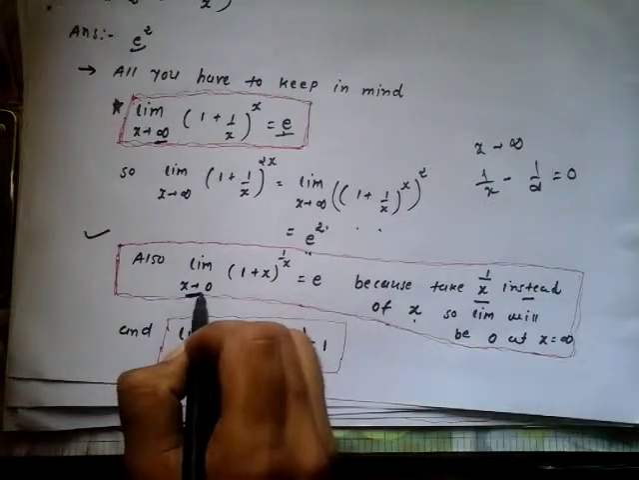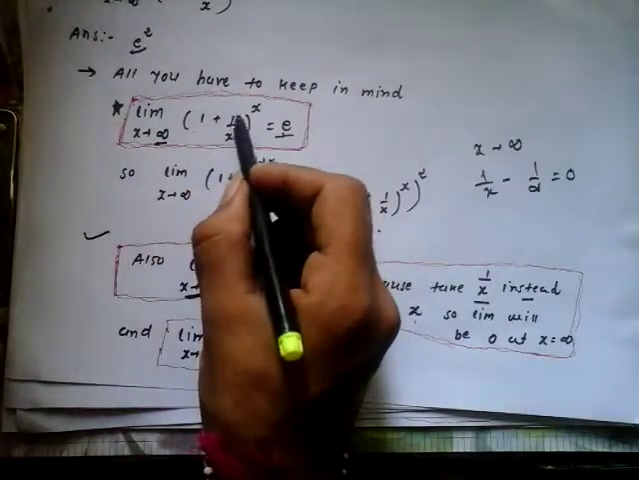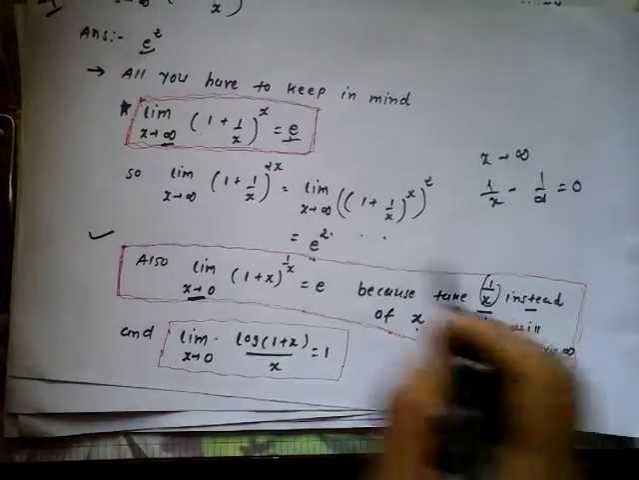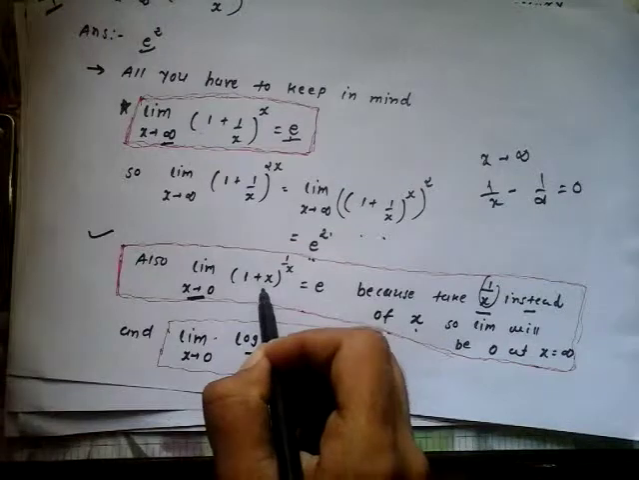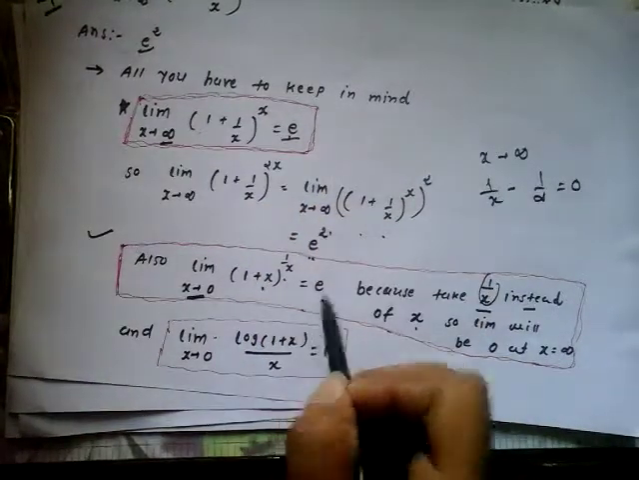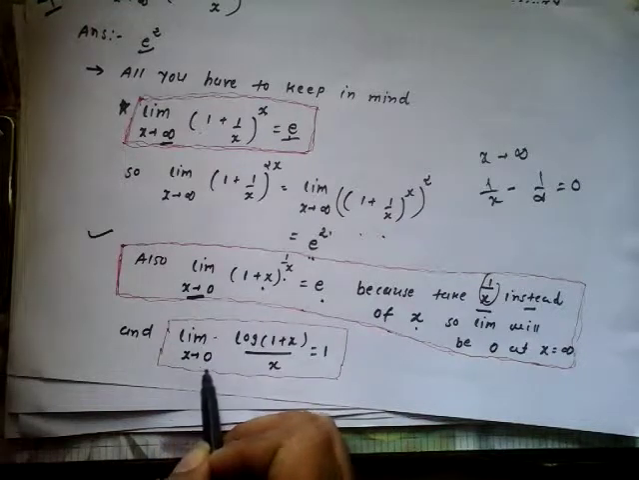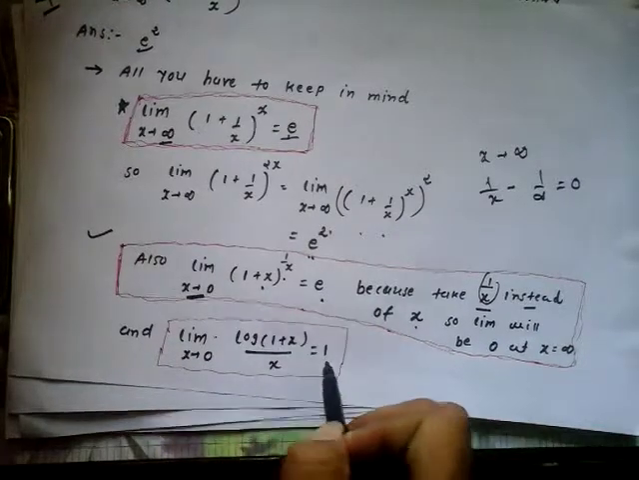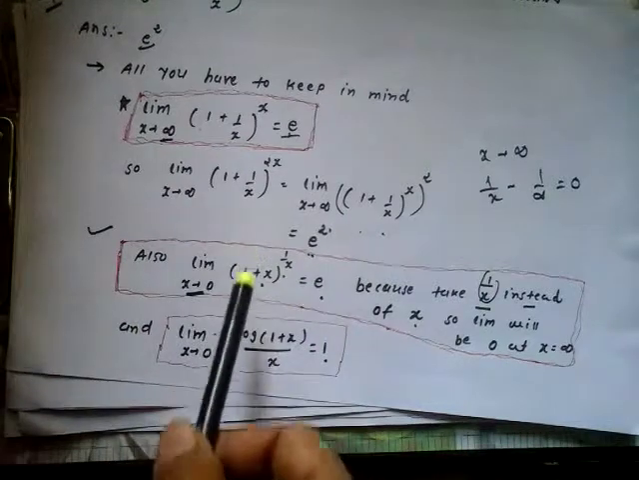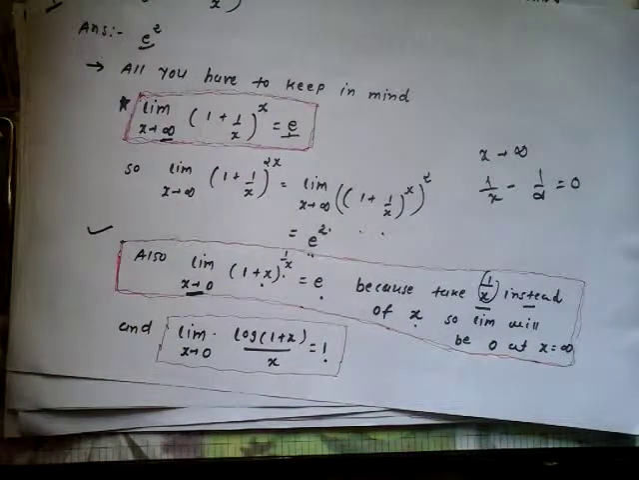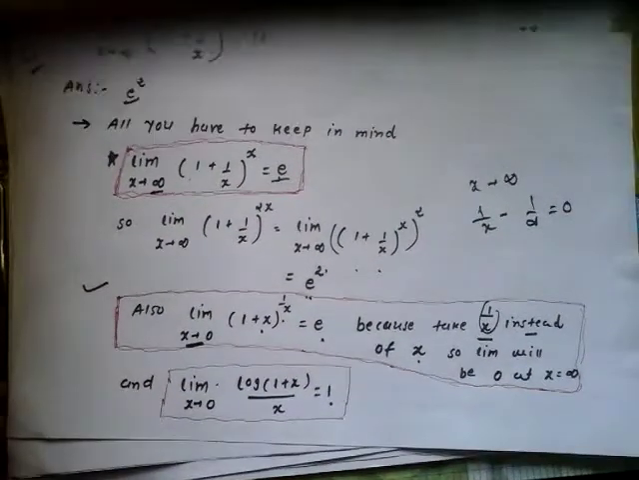So the limit as x tends to 0, and in 1 plus 1 upon x, we write x instead of 1 upon x, and the exponent 1 upon x stays. Got it? And also for log, the limit as x tends to 0 of log(1 plus x) upon x is equal to 1. So you have to keep all these three formulas in mind for solving examples. Got it?